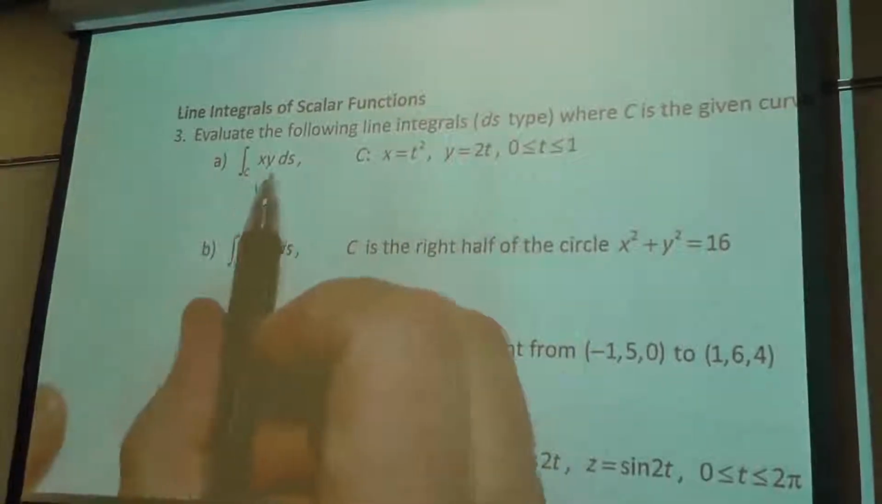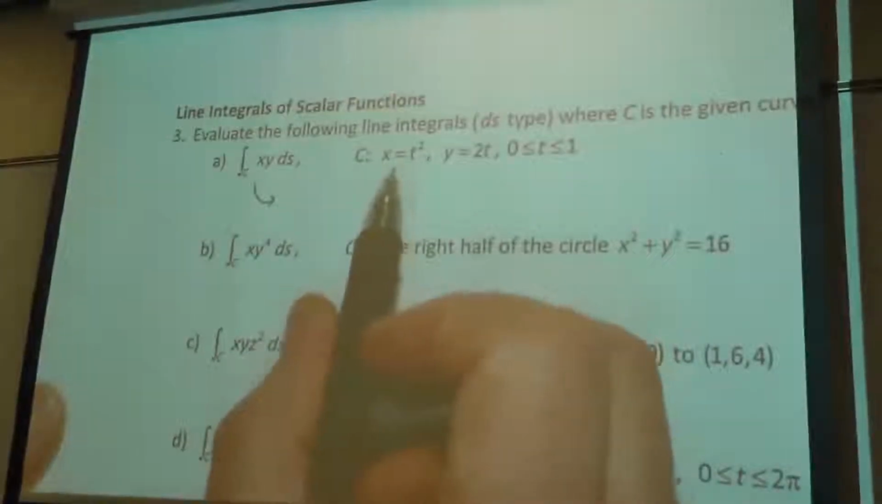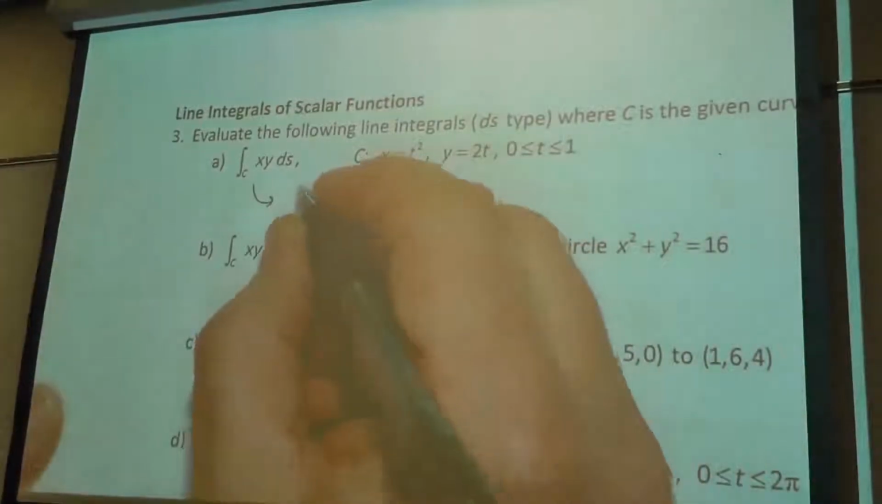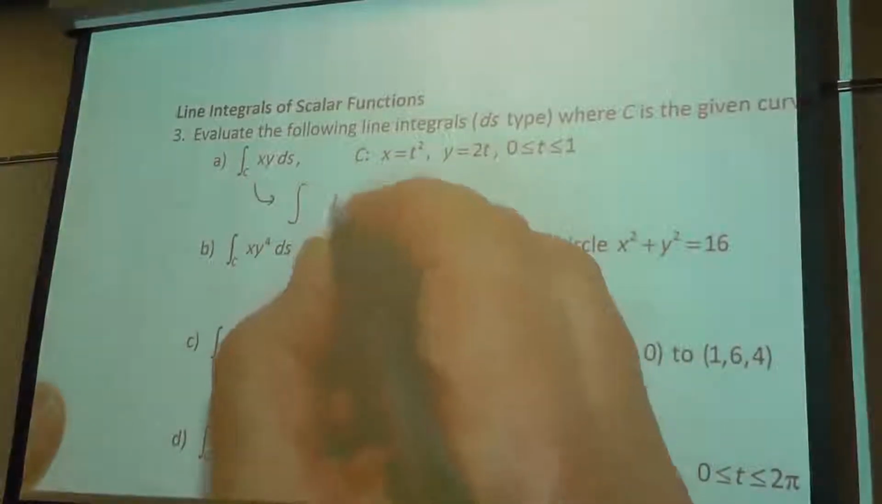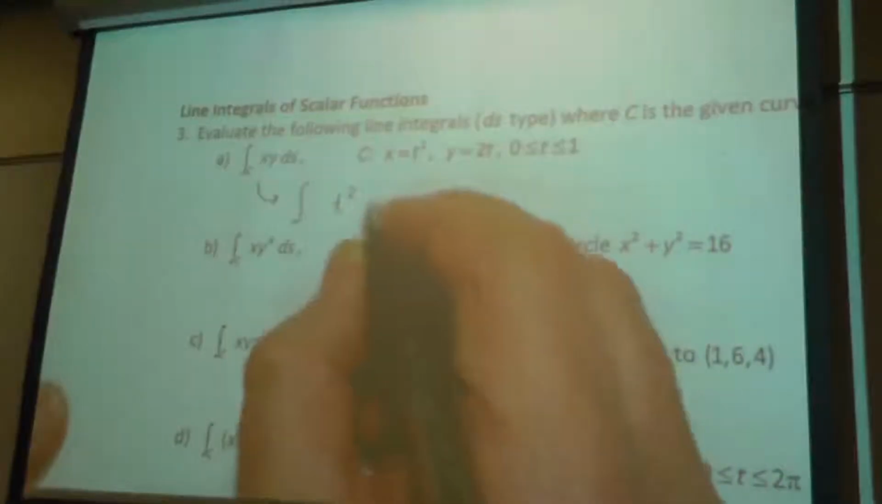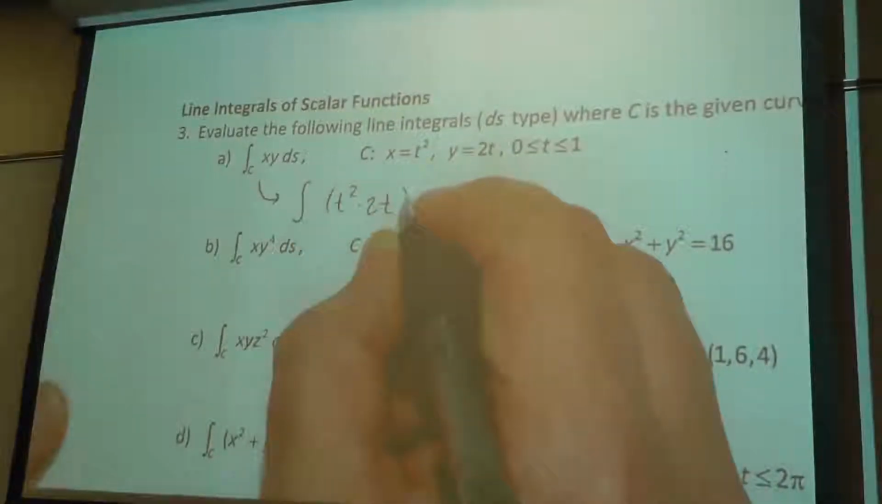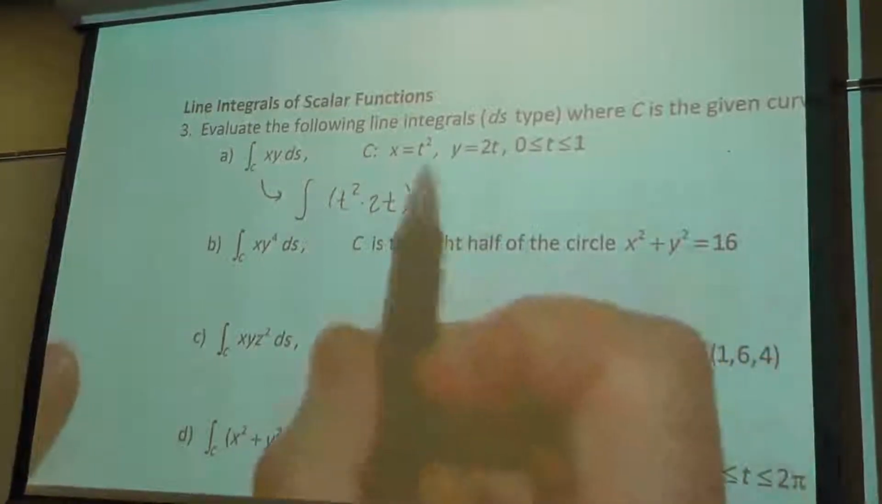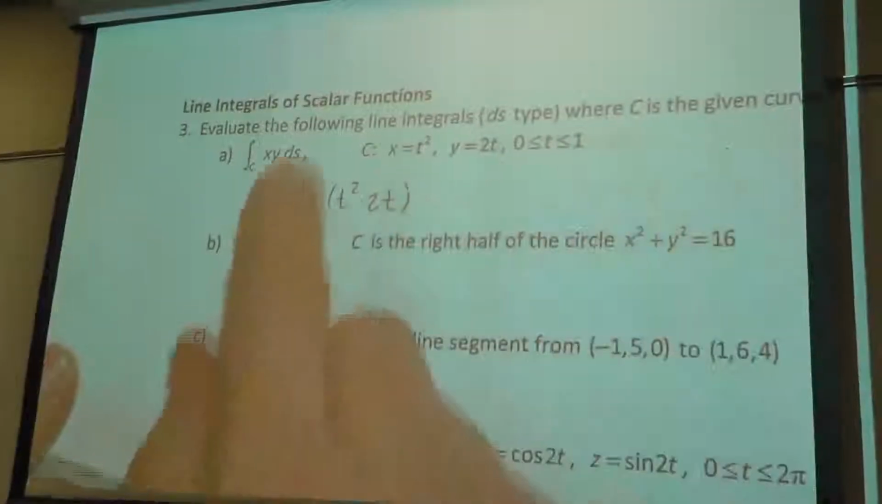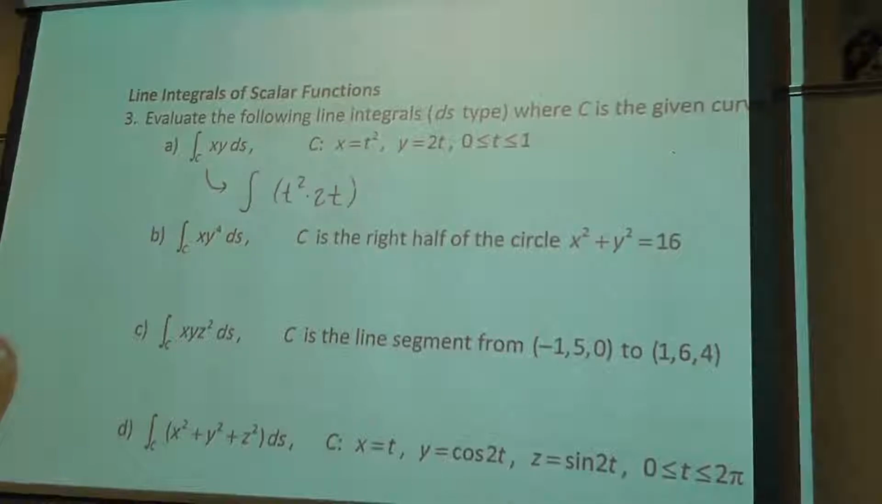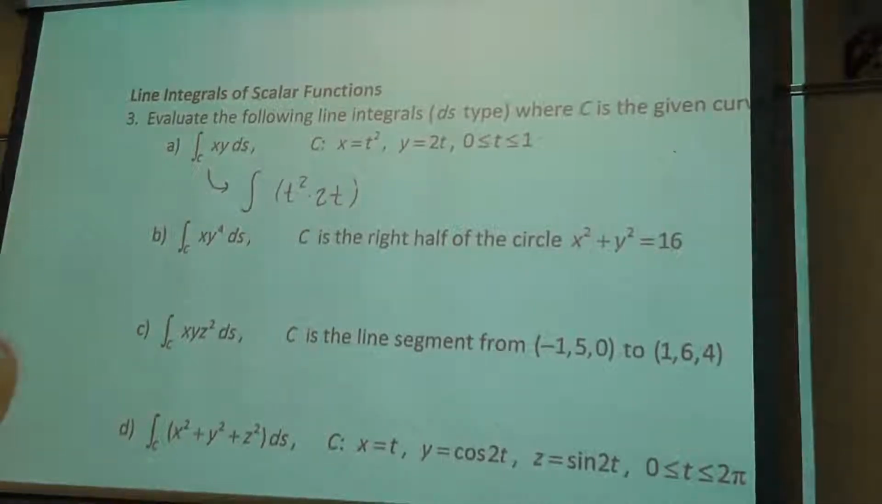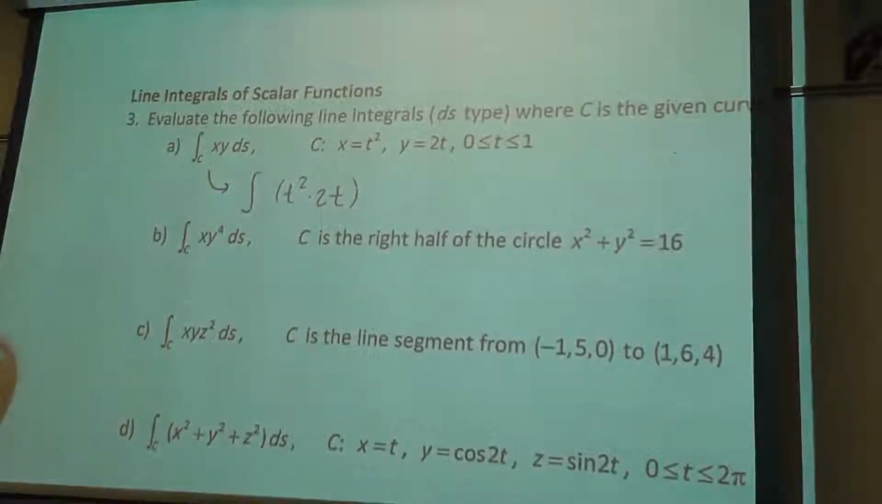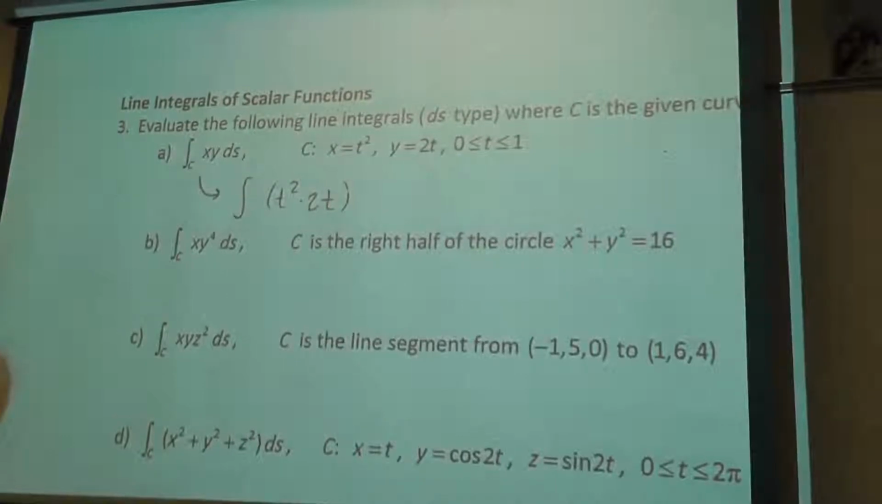You always replace x and y with their parametric counterparts. So your integrand is going to be x, which would be t squared, times y, which is 2t. So that's contributing part of your integrand right there, just 2t to the third. Just making those literal replacements for x and y. ds. Anybody recall what ds gets replaced with? The square root of x prime squared plus y prime squared.